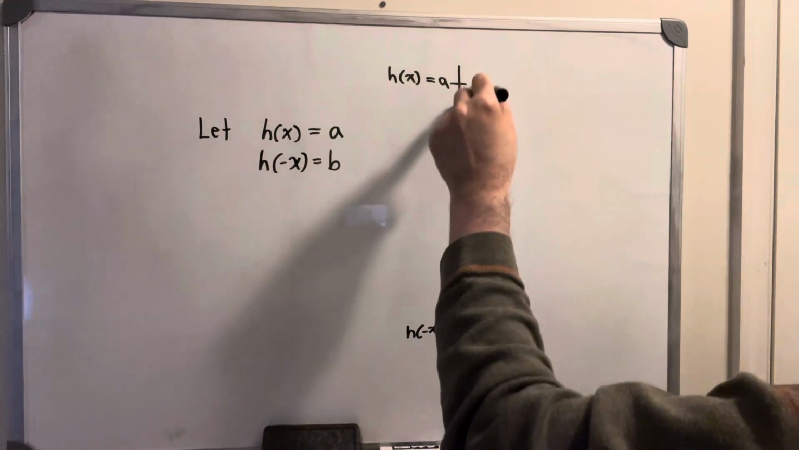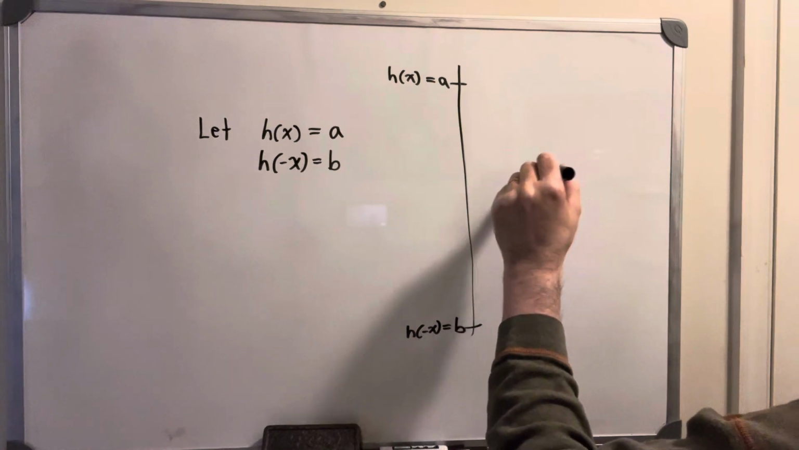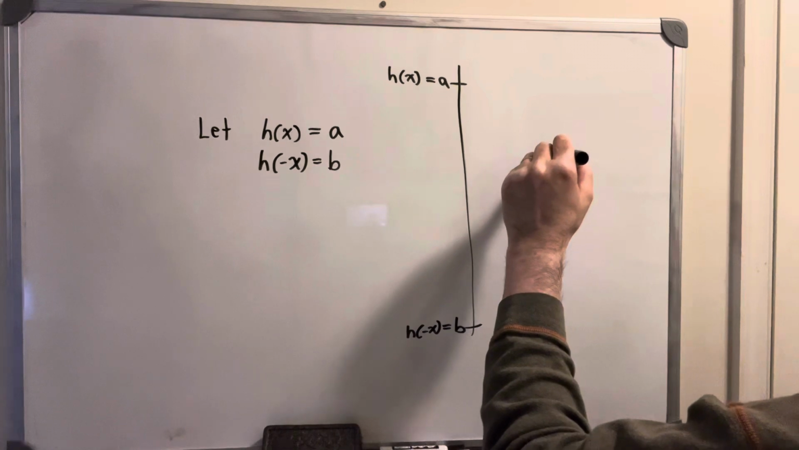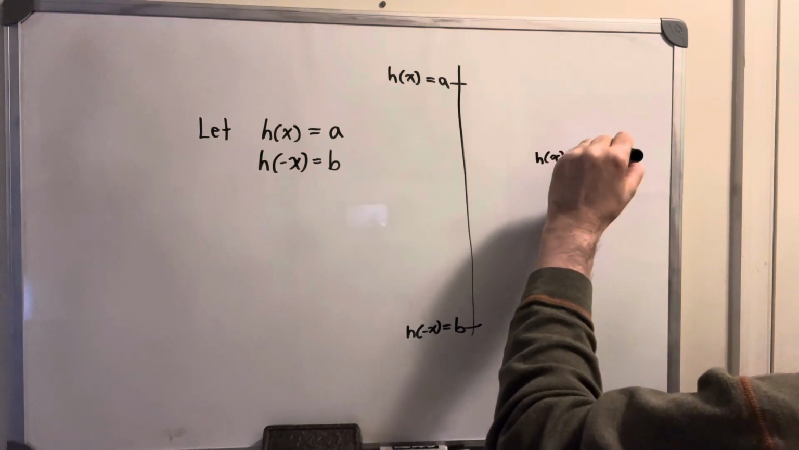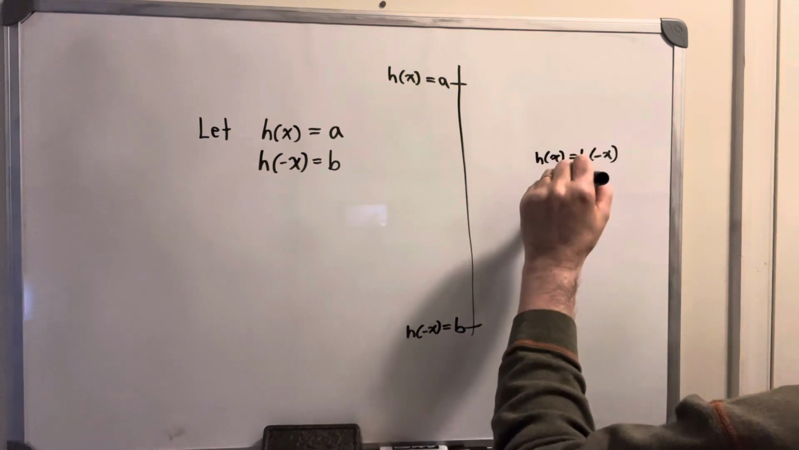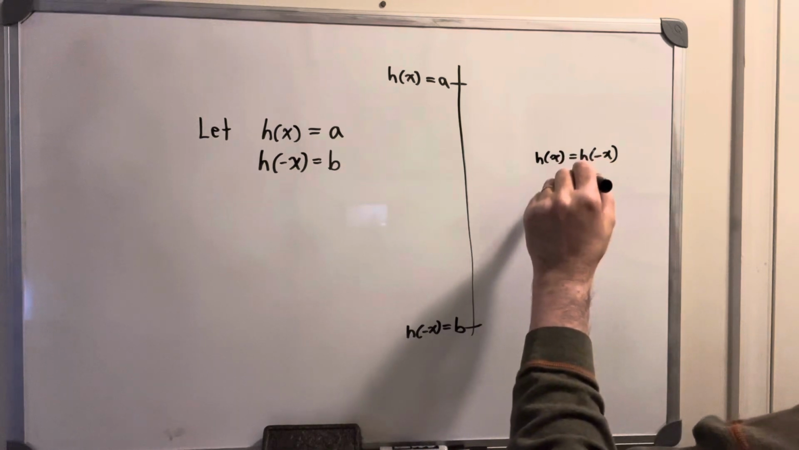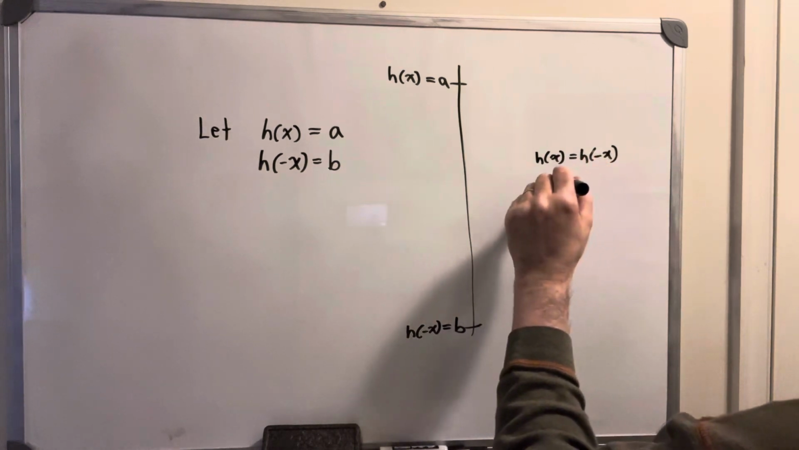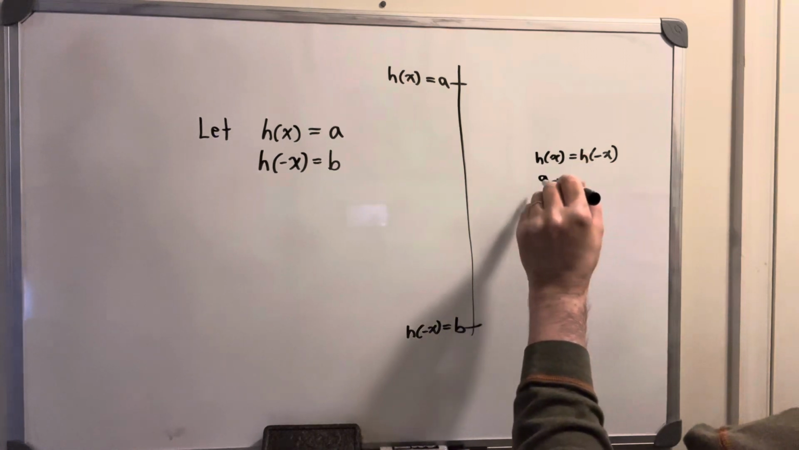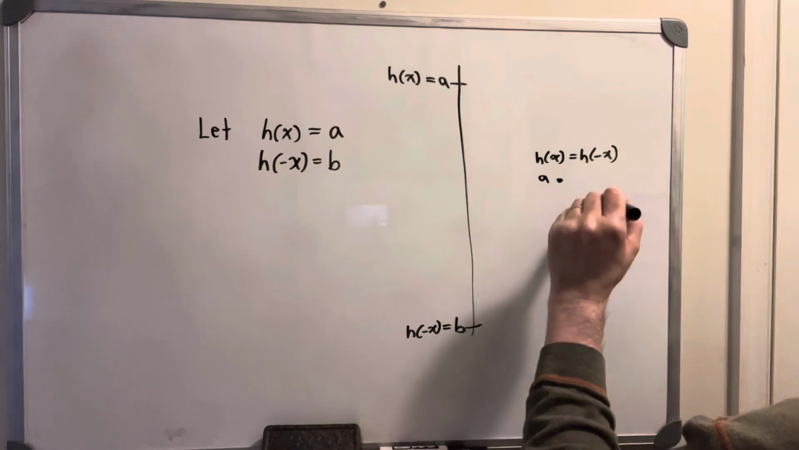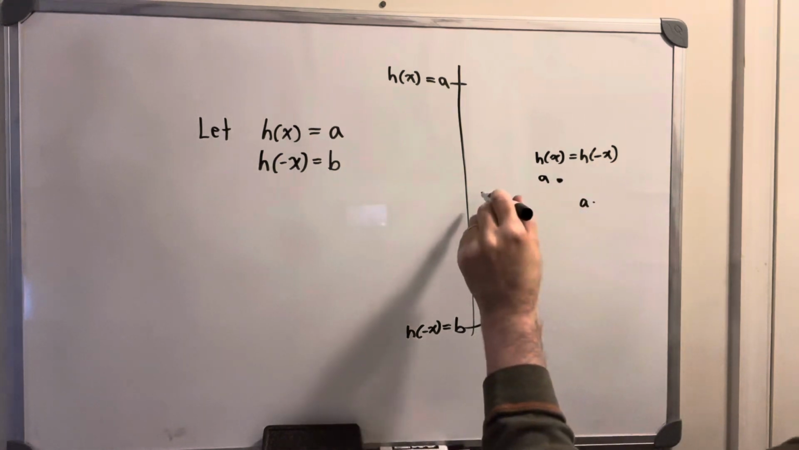Now, every range, even a range of 0, let's say h of x equaled h of minus x. In this case, the midpoint between h of x and h of minus x, if both of them were a, it would be a. Yeah, the midpoint would be a in this case.